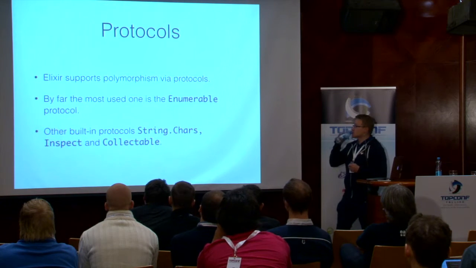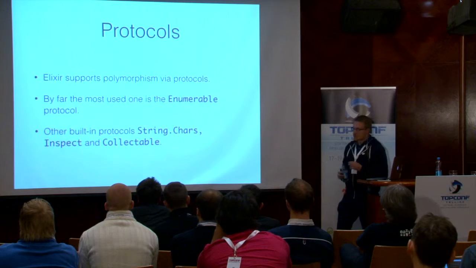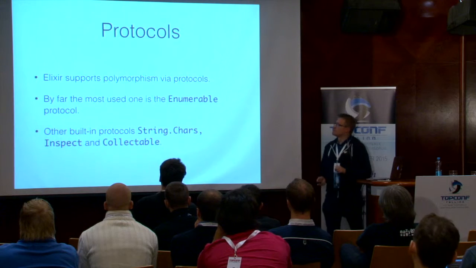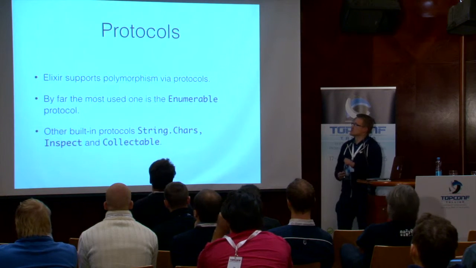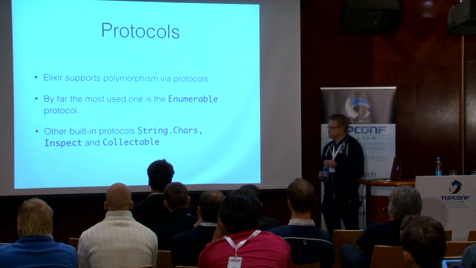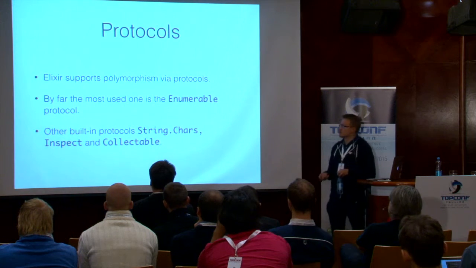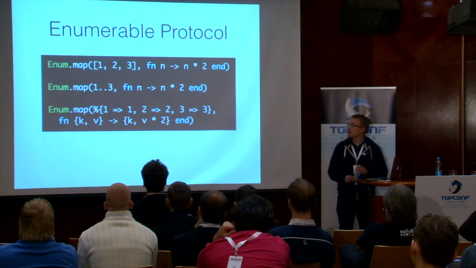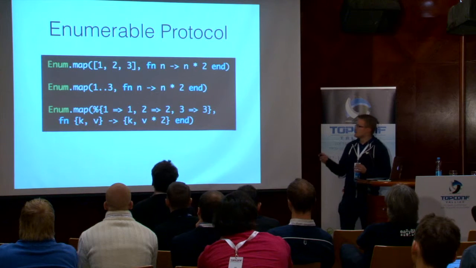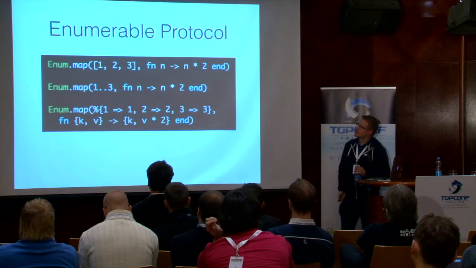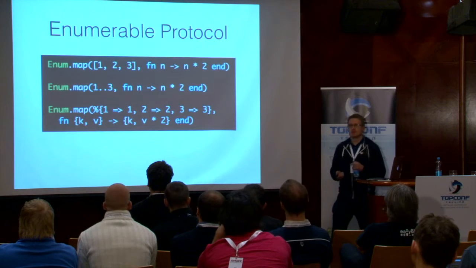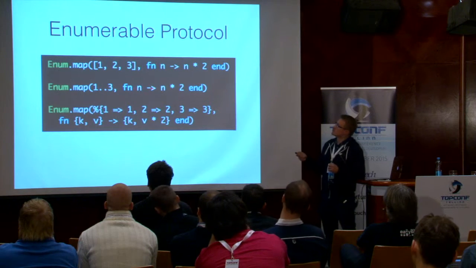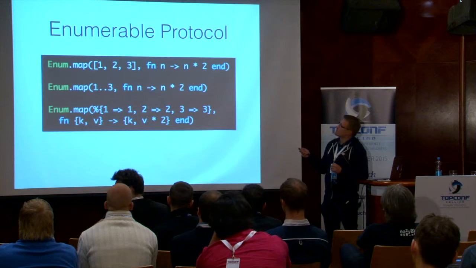Elixir supports polymorphism via protocols. By far the most used one is the Enumerable protocol. Other ones implemented are String.Chars, Inspect, and Collectable protocols. And what are these protocols actually? So the Enumerable protocol means that this function, Enum.map, is a polymorphic function, so I can give it any data type and it will be able to do the map operation on it.